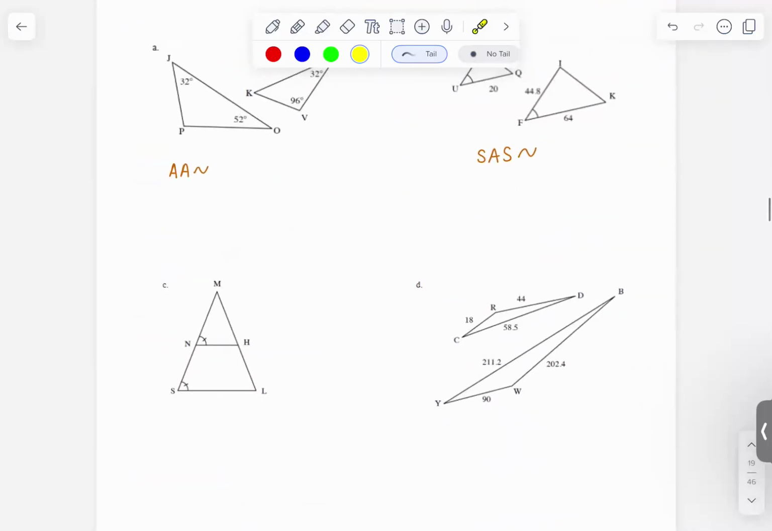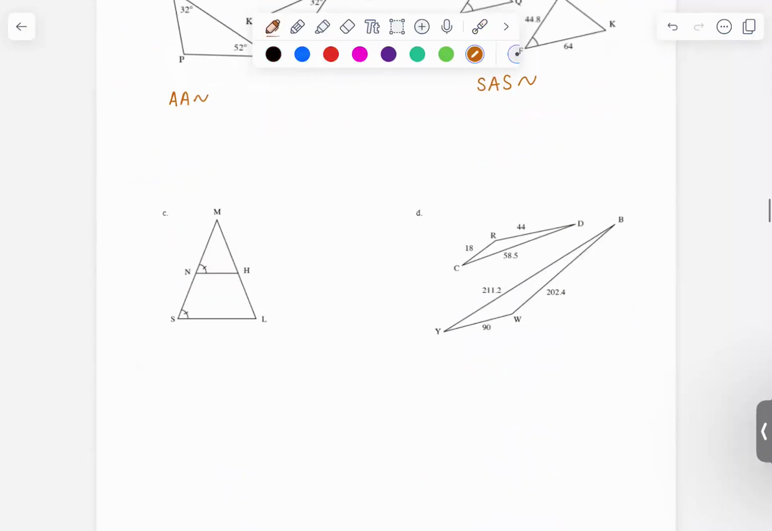For part C, I know this one is a little trickier. You have two triangles on top of one another. You have one right here, and then you have a large one right here. So you can either use side-angle-side, but you would need to know the side measures, and we don't. So we can actually use angle similarity because the two triangles share that angle that I just drew. So this would be angle similarity.